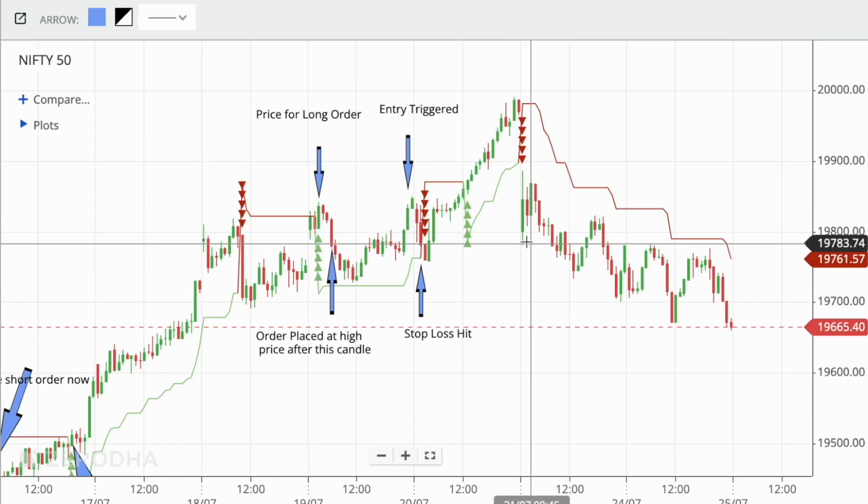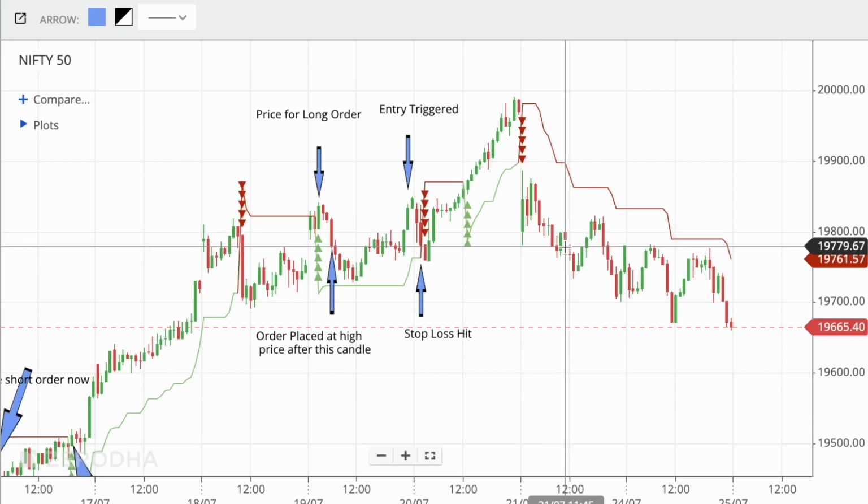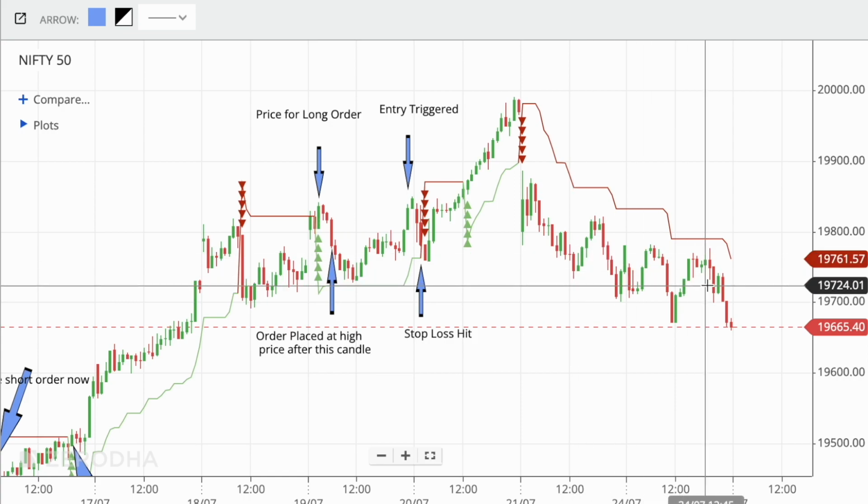So on 21st of July, you can see that again we got a short setup, and the entry must have happened somewhere around here, and the market is still going in that direction. And so, if I were trading the system, I'd be holding a short right now.